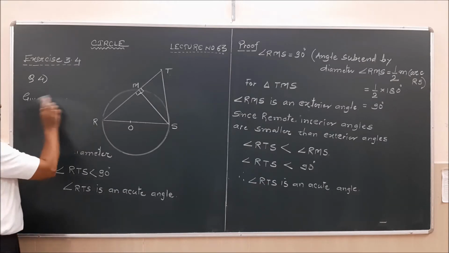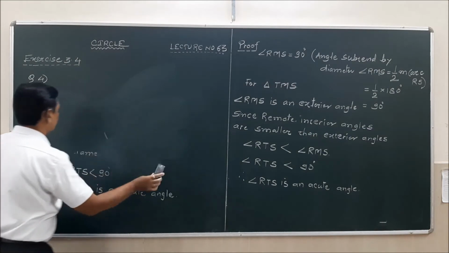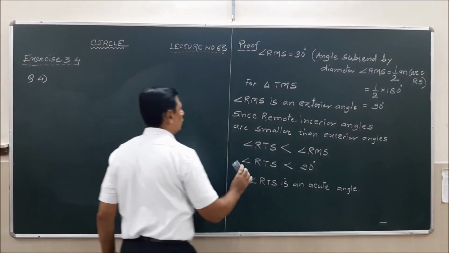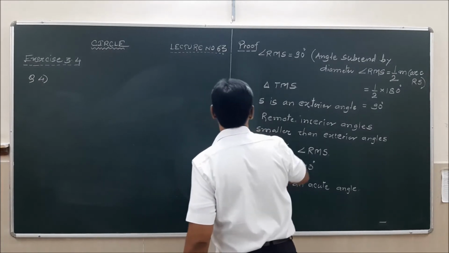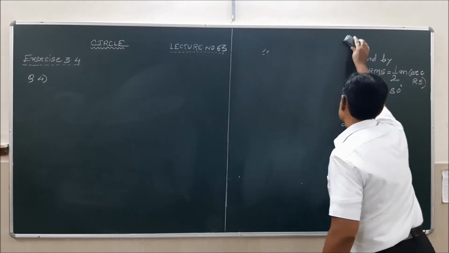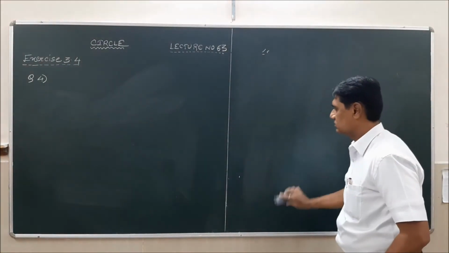Question number 5 we will do now. Exercise 3.4, question number 5 I am going to do now. All these are small questions, not very big questions as such. Weightage is always 3 or 2 marks.